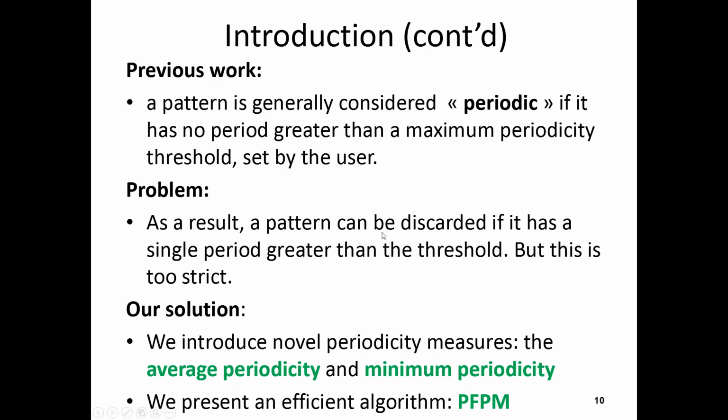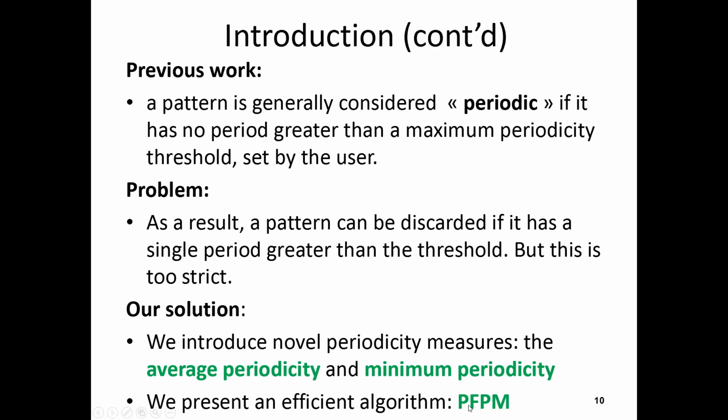So we think that this is too strict. So the solution in this paper is to introduce some new measures called the average periodicity and the minimum periodicity. So we don't want to be very strict, but we want to use the average. So on average, we want to find patterns that people buy every week. Maybe sometimes it's not every week. So this will be more flexible and can find maybe more interesting patterns, also more patterns that we cannot find otherwise.